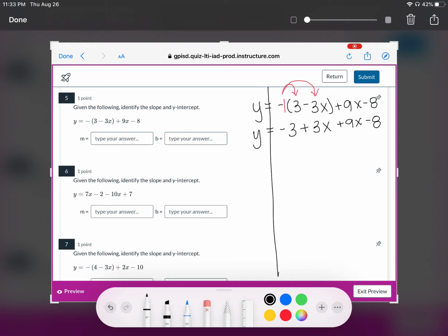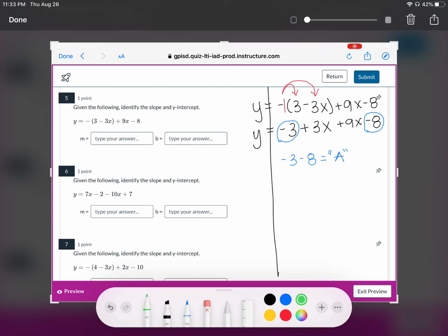After distribute, step 2 is combine. We are going to combine the ones that are alike. Negative 3 is just a number all by itself. We can combine that with the negative 8. You should have a calculator. I'm just going to call that A. I want you to figure out what negative 3 minus 8 is. I'm just going to say A because I don't want to give you the answers. I want you to be working these out.